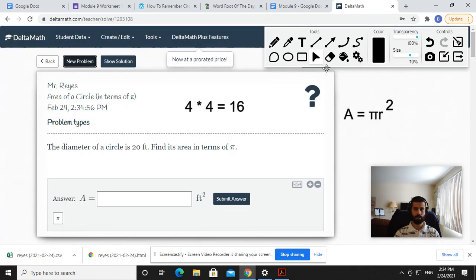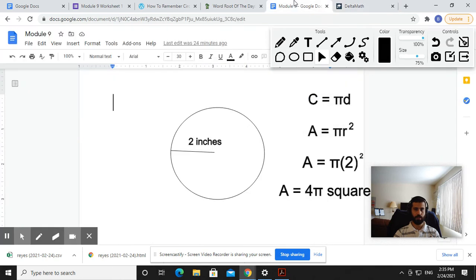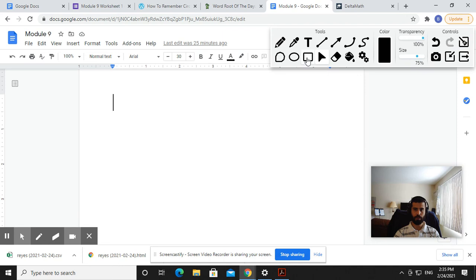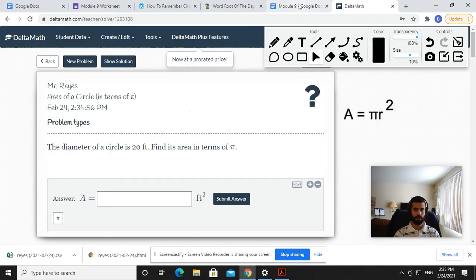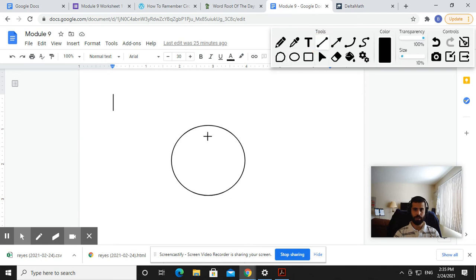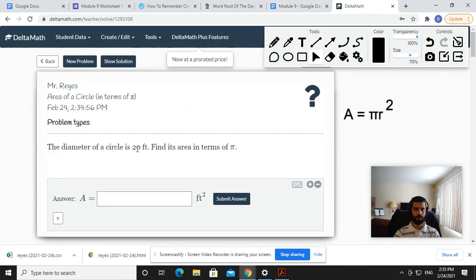Cool. Now this is where it gets tricky. The diameter of a circle is 20 feet. Let's make a new circle with a diameter of 20 feet. But the thing is, we don't want the diameter, we want the radius. So you're going to have to divide that by 2. So 20 divided by 2 to find the radius, to put it in here, is 10.